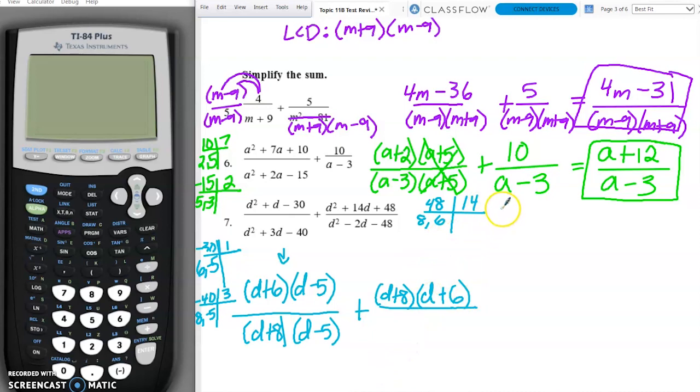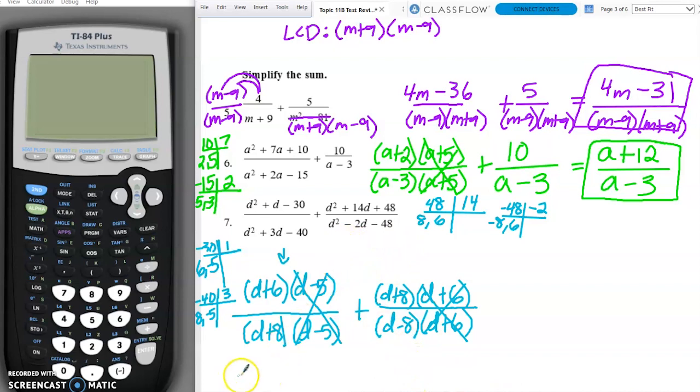Now looking at my denominator, it's a negative 48 and a negative 2, so that's going to be negative 8 and positive 6. So d minus 8 and d plus 6. Now this one's nice. We're going to be able to cancel out the d minus 5, cancel out the d plus 6. So really what we're dealing with is d plus 6 over d plus 8, and we're trying to combine it with d plus 8 over d minus 8. We are still going to have to find a least common denominator because these two denominators we're left with are not the same, which is okay.